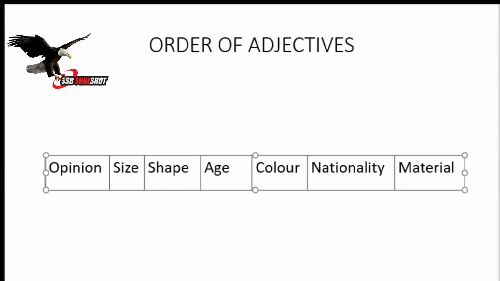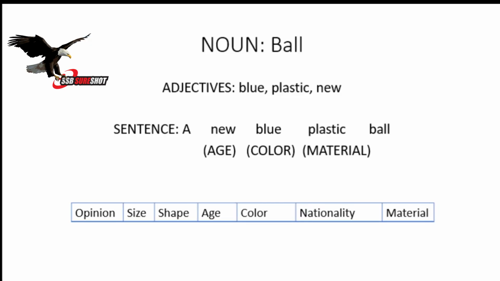In case we use multiple adjectives, the following order should be followed while placing the adjectives. It goes like the opinion, the size of the object, the shape, age, color, nationality, and its material. For example, if we have to define the word ball using the 3 adjectives blue, new, and plastic, the correct order would be new, blue, plastic ball.